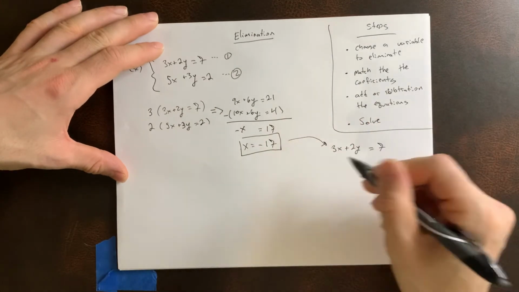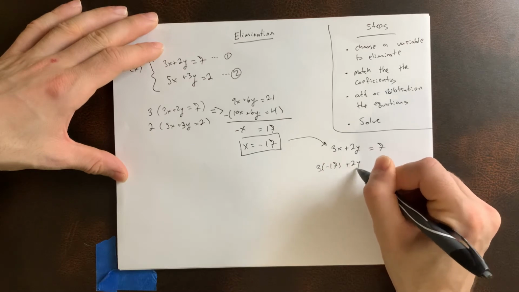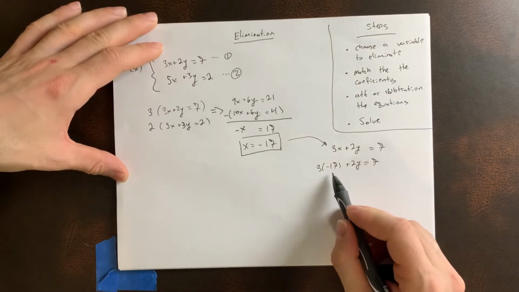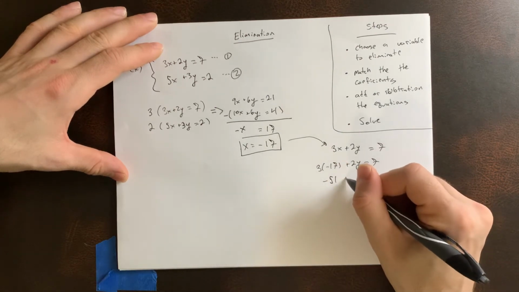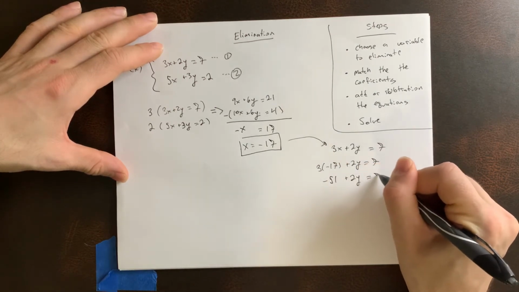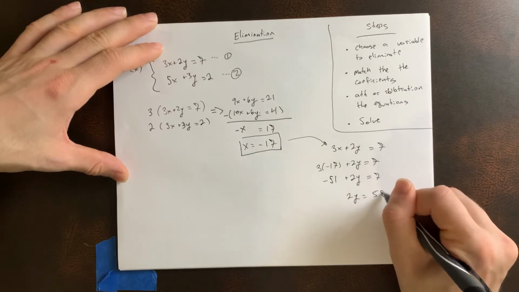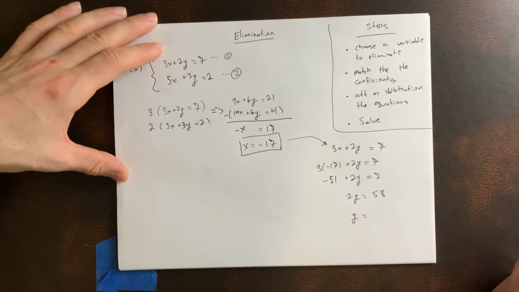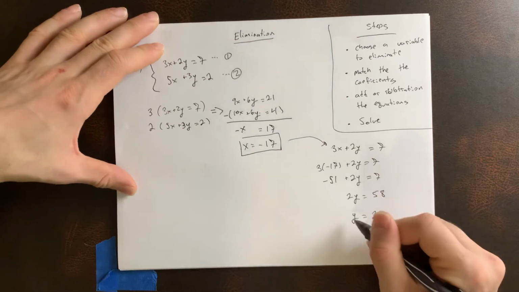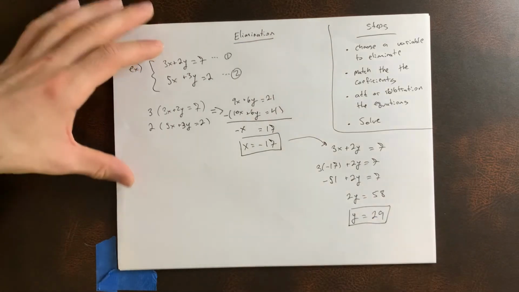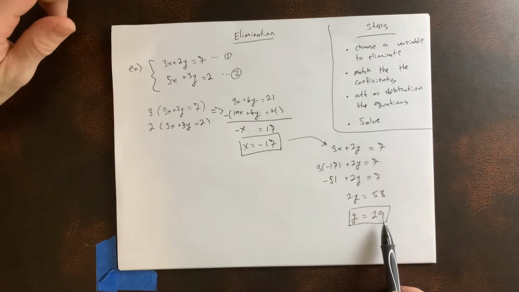Now let's plug minus 17 into here. So we're going to get 3 times minus 17 plus 2y is equal to 7. And so what's this? This is going to be minus 51 plus 2y is equal to 7. Add the 51 over. So we're going to get 2y is equal to 58. Divide by the 2. And then we're going to get y is equal to 29. Okay, so now we have the two answers for this one. We get x is minus 17 and y is 29.